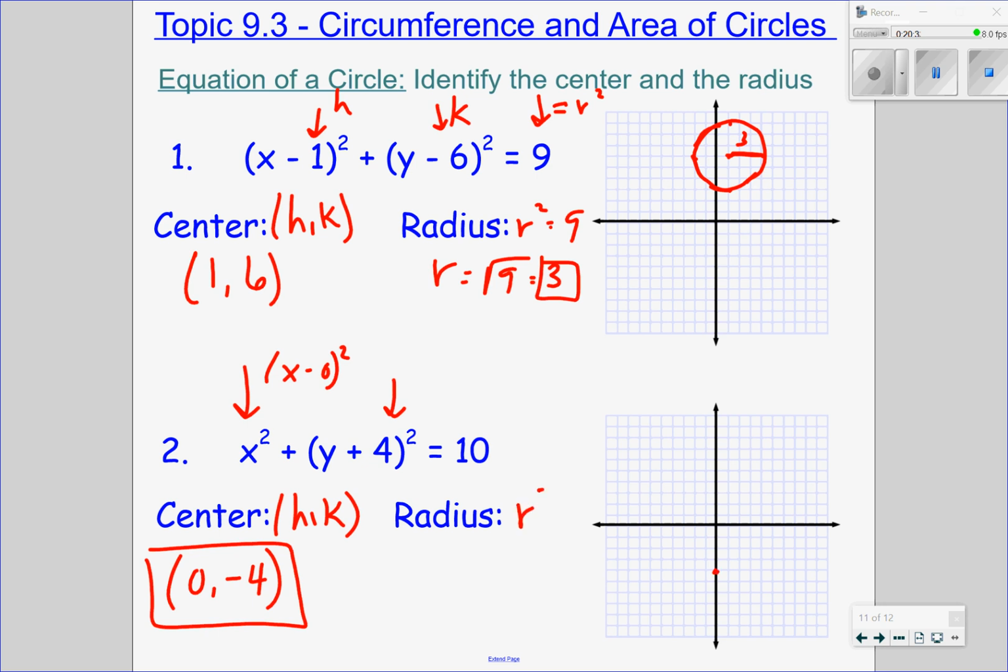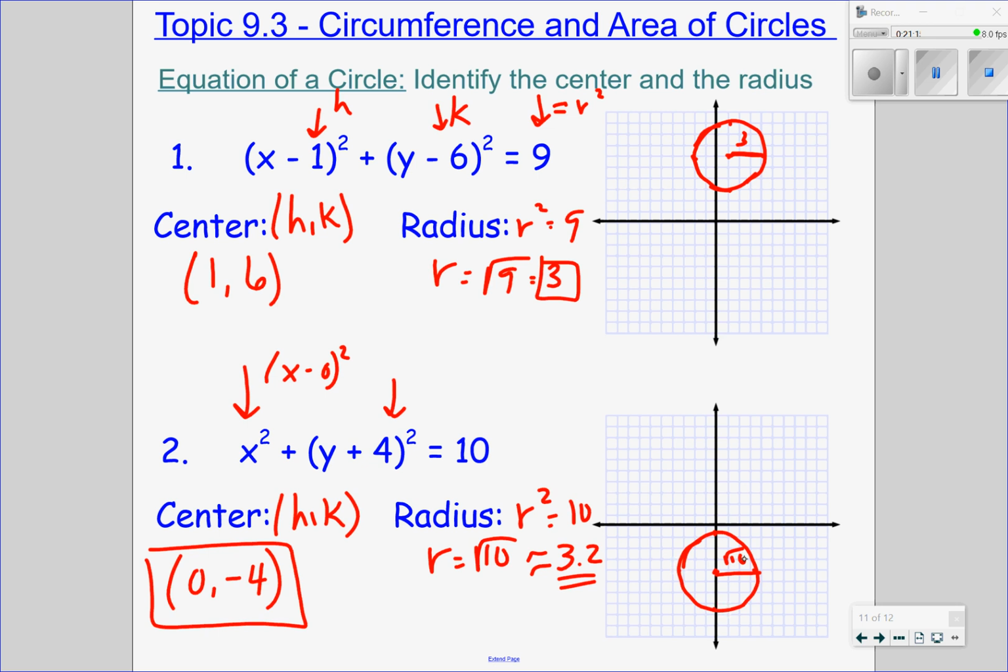Our radius this time, remember r squared equals 10, so our radius is the square root of 10, which is roughly 3 point something. In this case we're not necessarily going to use that rounded value, we're just going to understand that this is about 3.2. So if we were to sketch our circle, we'd go about 3.2 units out, 3.2 units down, 3.2 units up, and 3.2 units over, and then we could sketch a circle like so. We know that the radius here would be the square root of 10.